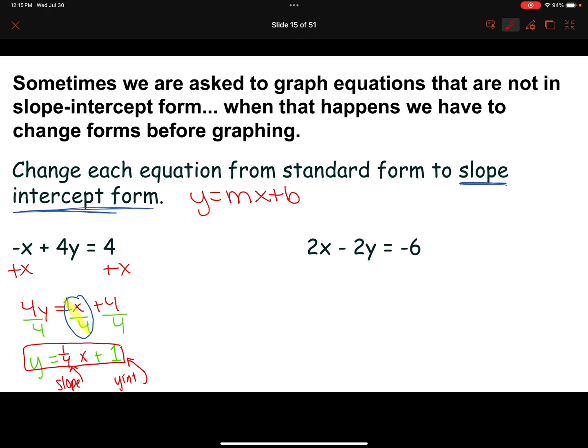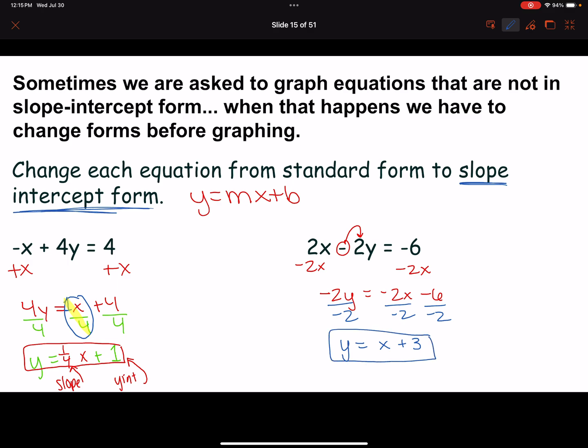Similar, we'll look at this other example. I'm going to take away 2x. I have -2y equals -2x minus 6. Notice that this negative is staying with this 2. It didn't move, it didn't go anywhere, it's still there. My last step is I want to get y alone, so I divide everything by that coefficient, by that -2. Y equals x. And then -6 divided by -2 is a +3.